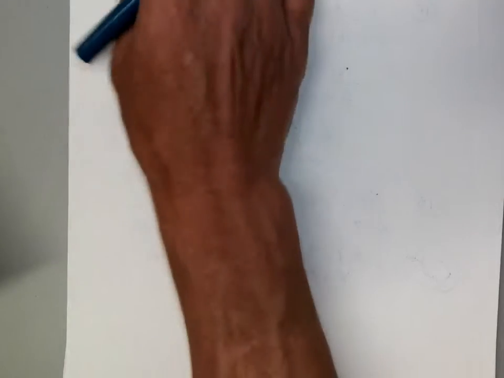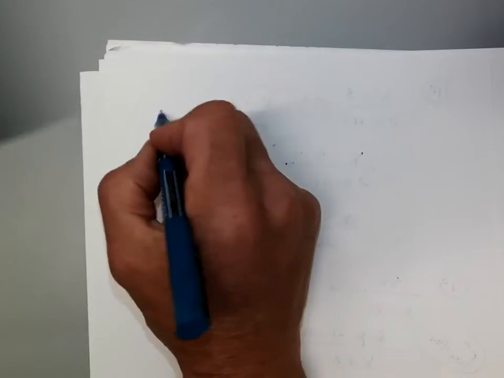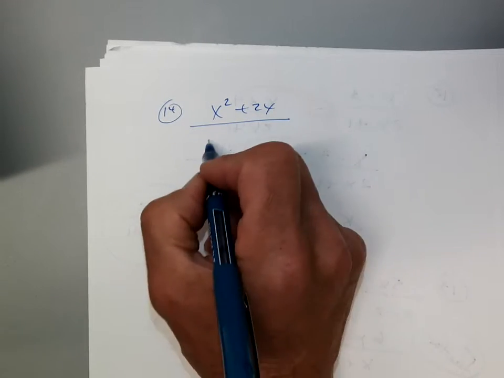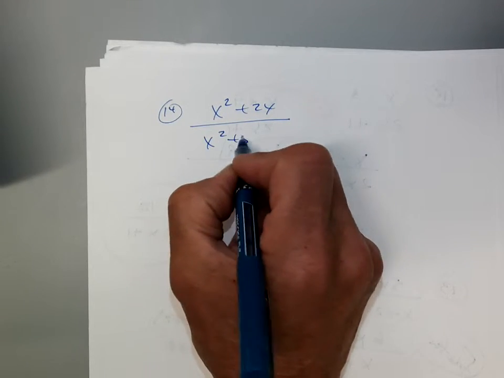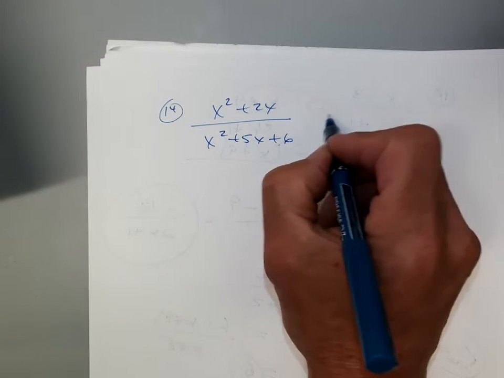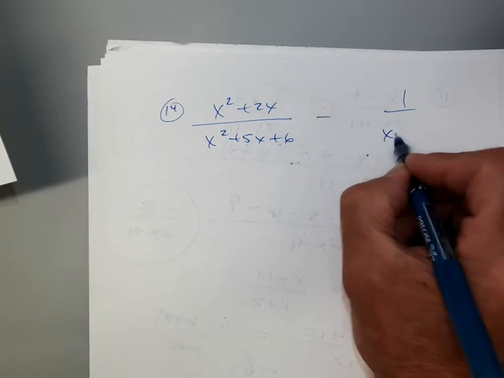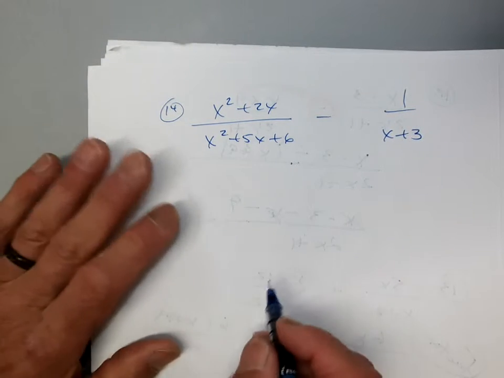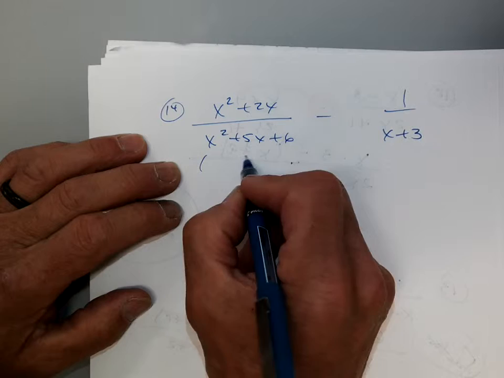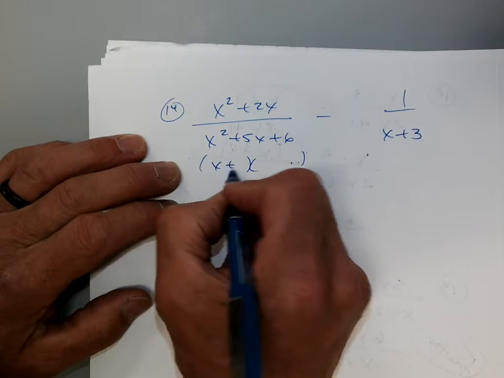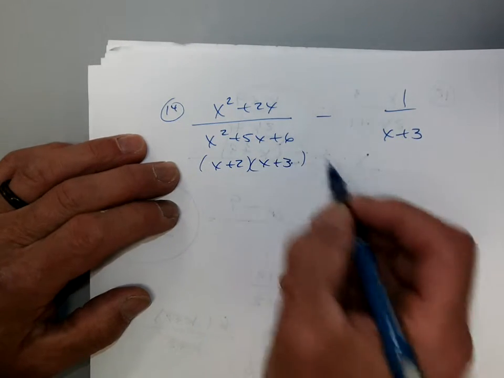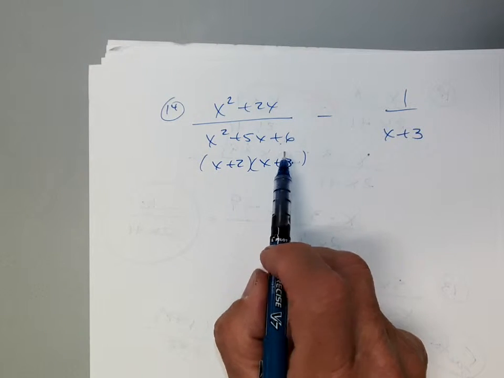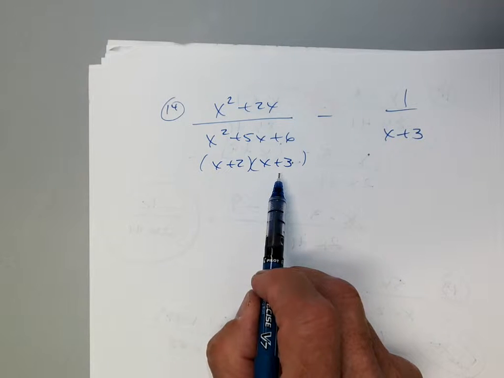14. All right, 14. I'm going to probably have to factor. It's okay. I don't mind factoring. X squared plus 2x over x squared plus 5x plus 6 minus a 1 over an x plus 3. So to subtract, I need a common denominator. Okay. So what I'm going to do is factor this one. This one factors into a x plus 2, x plus 3. Okay. So if I factor x squared plus 5x plus 6, it factors into an x plus 2, x plus 3. You guys agree with that?